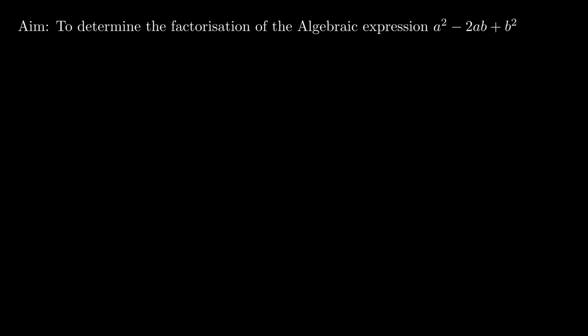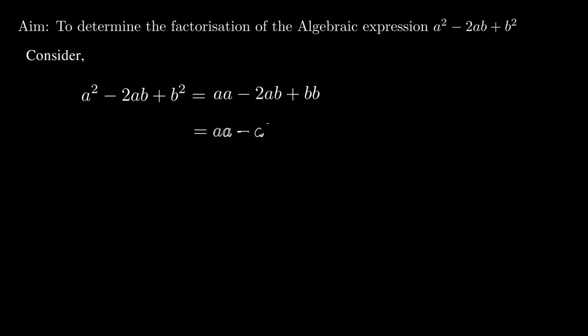For this, let's consider the term a squared minus 2ab plus b squared, which can be rewritten as aa minus 2 times ab plus bb. Furthermore, we can rewrite it as aa minus ab minus ab plus bb. Now, by carefully observing the first two terms, we get that both terms contain a as their common factor. So, by taking a common from both terms, we can rewrite it as a times (a minus b).